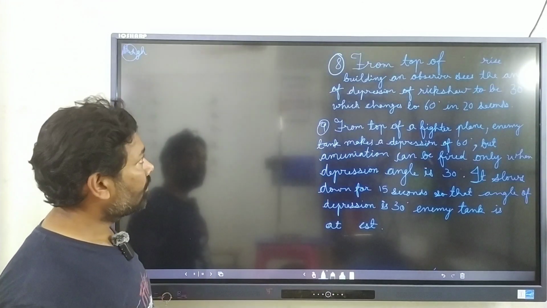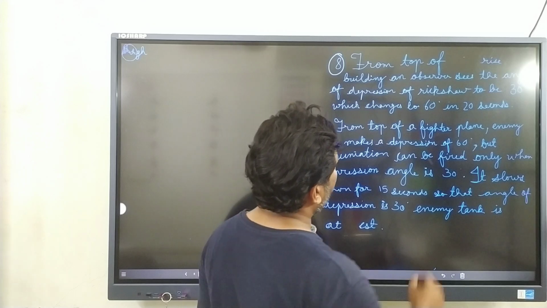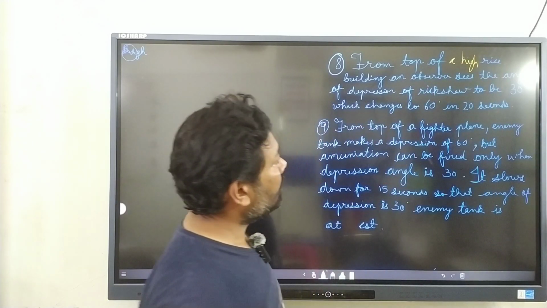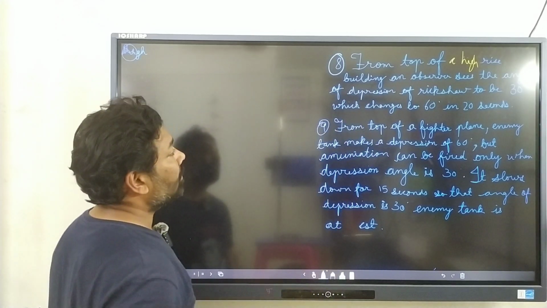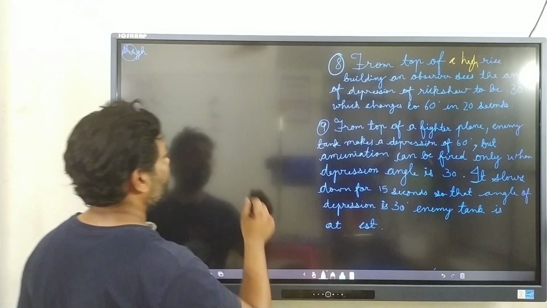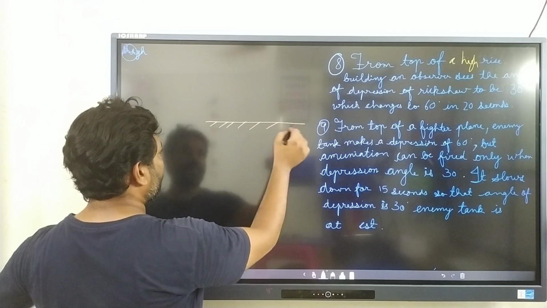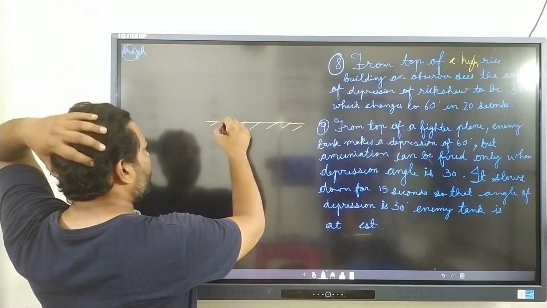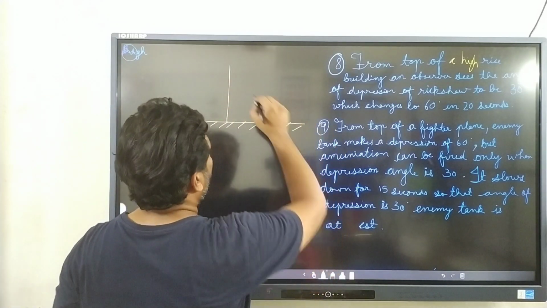Then next, the eighth one: from the top of a high-rise building, an observer sees the angle of depression of a rickshaw to be 30 degrees, which changes to 60 degrees in 20 seconds. So the observer is on a high-rise building. The first line itself tells us that the observer is on the high-rise building. So let's draw a building. Let's say this is the high-rise building and the observer is here.